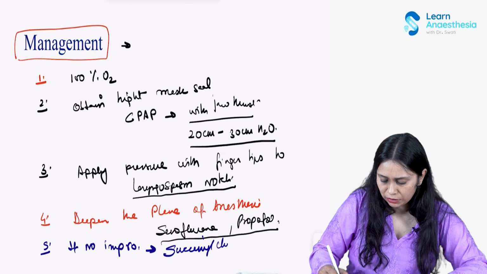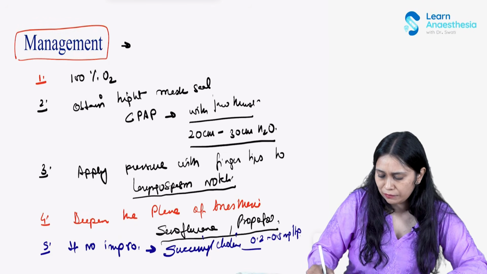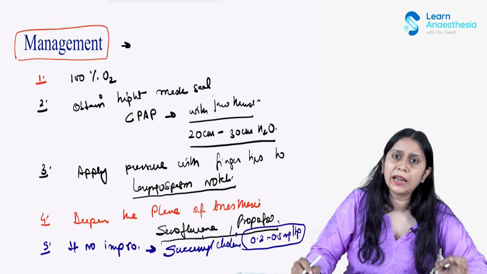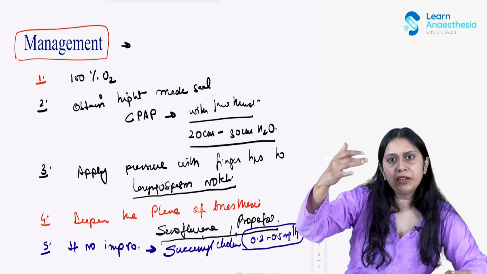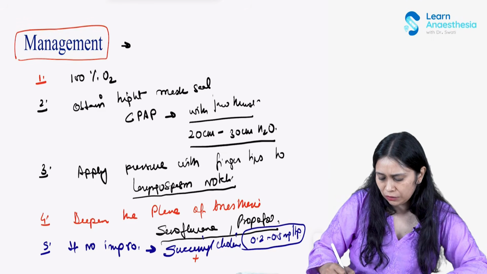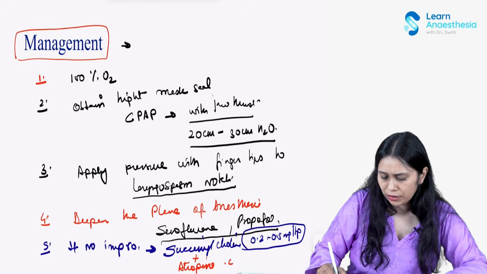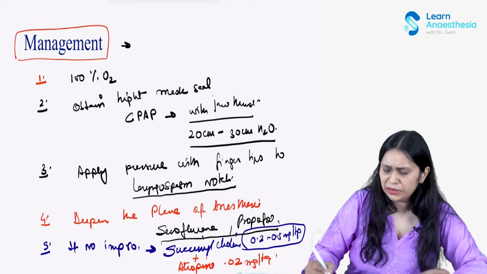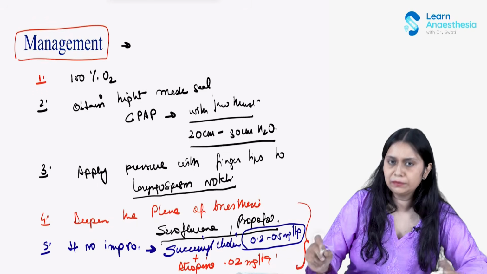So succinylcholine, what is the dose which we use? We can use 0.2 to 0.5 milligram per kg body weight. And be very careful. One of the side effects of succinylcholine is bradycardia. If patient already has a heart rate towards the lower side, accompany it with atropine. Now always use atropine, don't use any other antivagal because atropine is the faster acting. So use it in 0.02 milligram per kg body weight, along with succinylcholine, right?